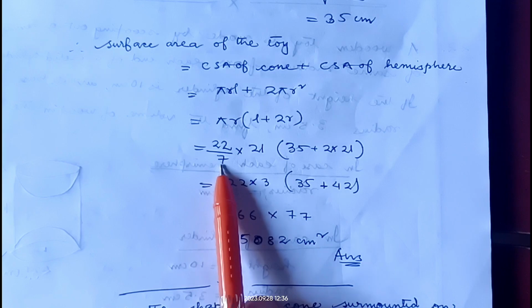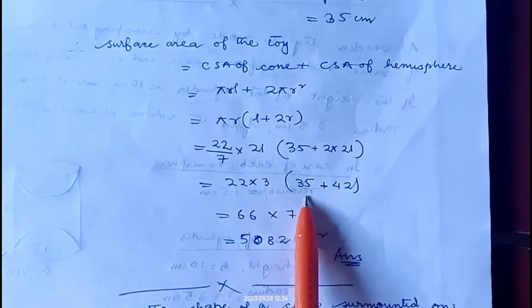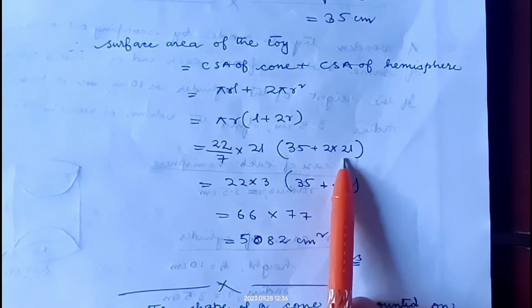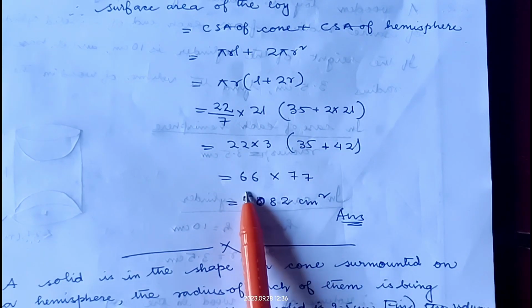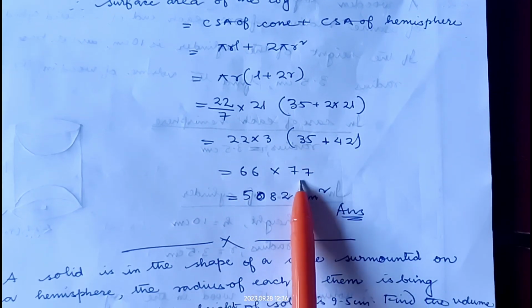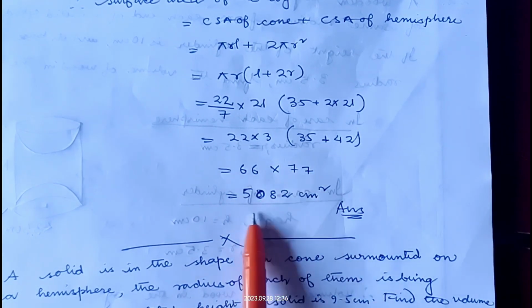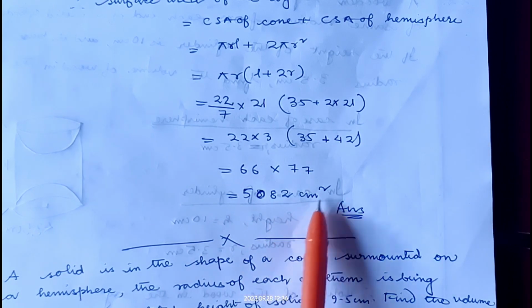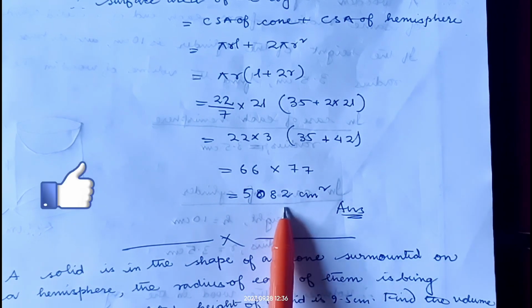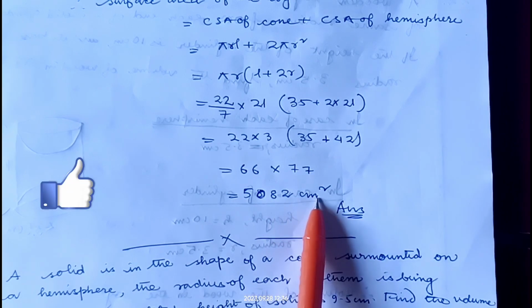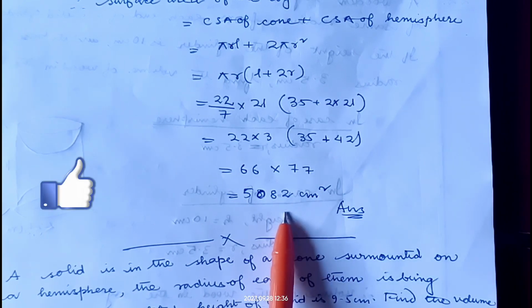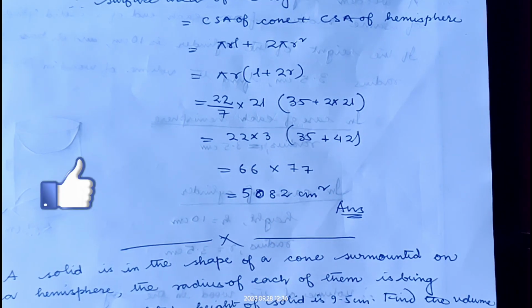22, 21 and 7 can be cancelled. It will be 3. 35 plus this and this, if I multiply, it will be 42. So 66 into, after adding, it will be 77. If I multiply, it will give 5082 centimeter square. Therefore, surface area of the toy is 5082 centimeter square and the height of the cone is 28 centimeters.